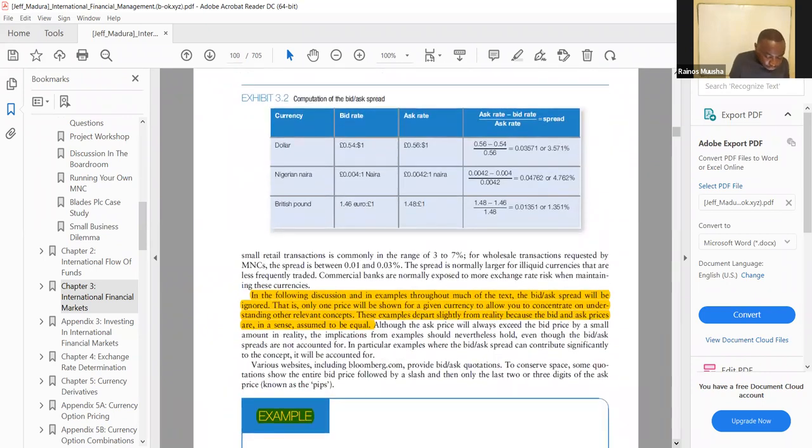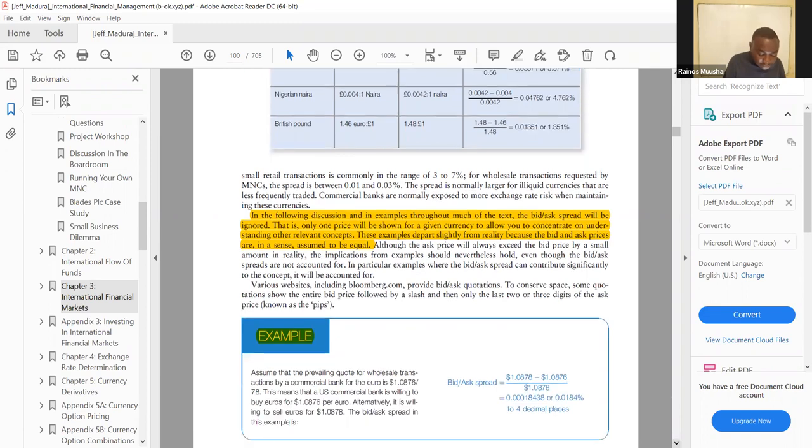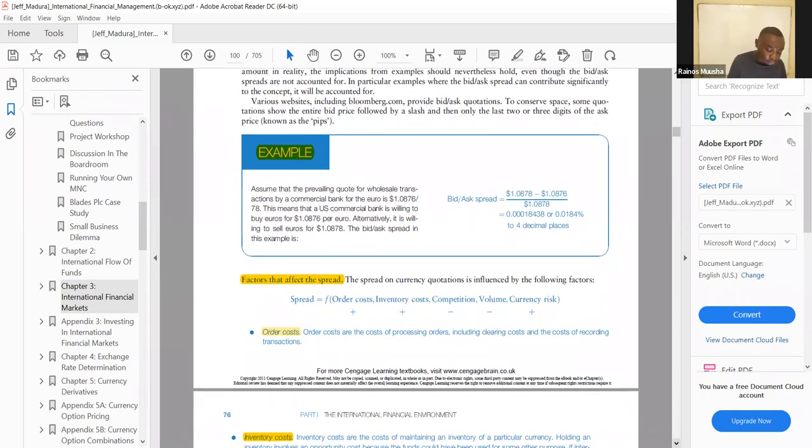So here they say, in the following discussion and in examples throughout much of the text, the bid-ask spread will be ignored. That is, only one price will be shown for a given currency to allow you to concentrate on understanding other relevant concepts. So these examples depart slightly from reality because the bid and ask prices are in a sense assumed to be equal. Although in previous assignments they've given us questions where they ask us to look at the relationship between the bid-ask spread when looking at triangular arbitrage, and we're going to look at it later on in the following chapter.